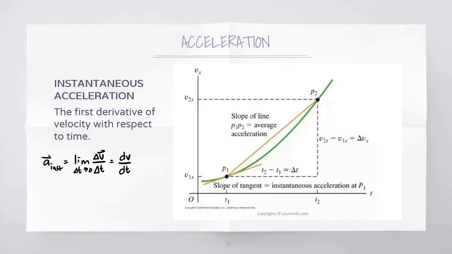Now, since we all know that velocity is the first derivative of position x, what if we're given a function of x with respect to time, and our task is to identify the instantaneous acceleration of that particle? In order to do that, you need to get the second derivative of position x with respect to time. So, these are the formulas for instantaneous acceleration. So, let's try to answer some problems.